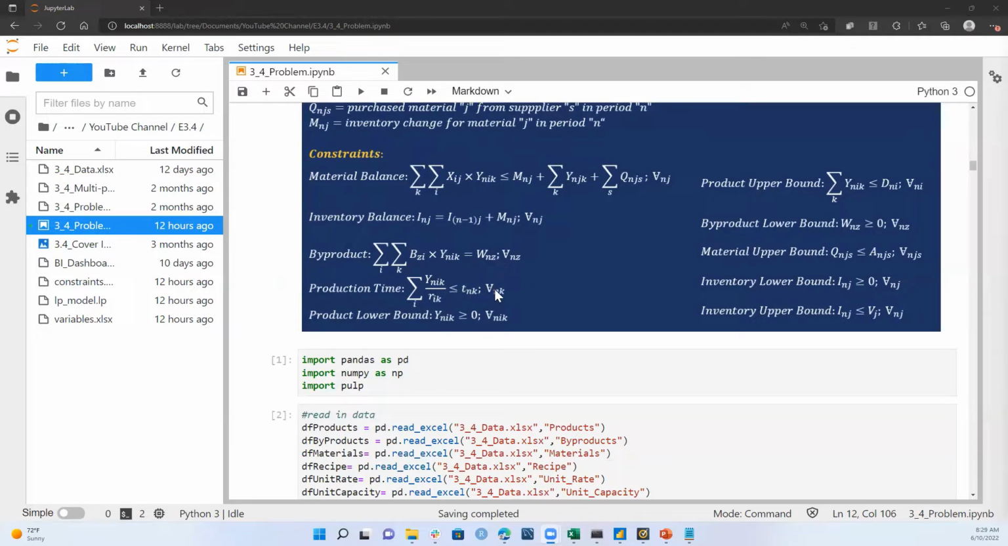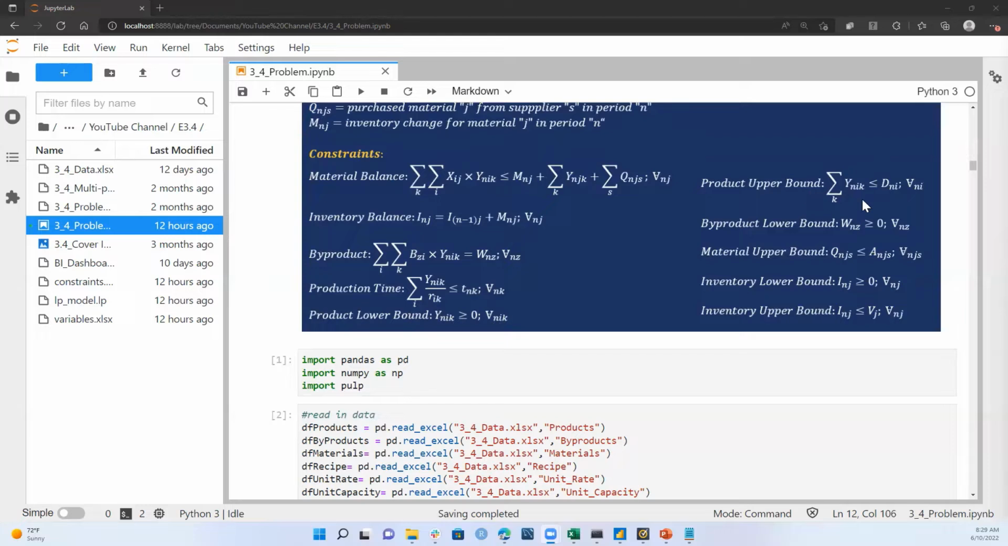And we're going to do that for all combinations of N and K. Our product lower bound is simply stating that all of our decision variables for making product I on machine K in period N have to be greater than or equal to 0. We can't have negative production. And we do that for all N, I, K.